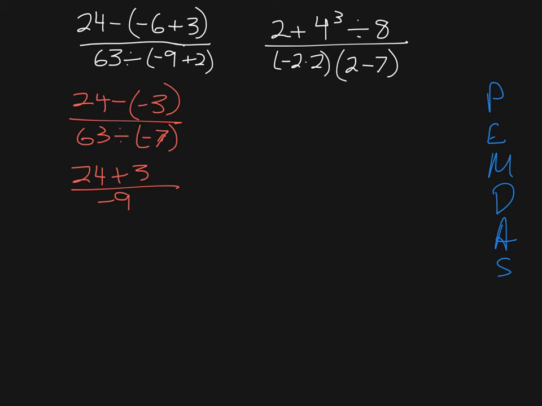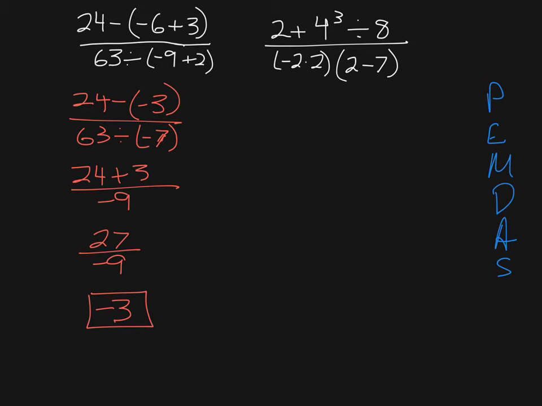Now in my numerator, I'm going to get 27. Now I'm going to do the addition. And we get 27 over negative 9. Now this is division here. That's what the fraction bar means. 27 divided by 9 is 3, and my answer is going to be negative.